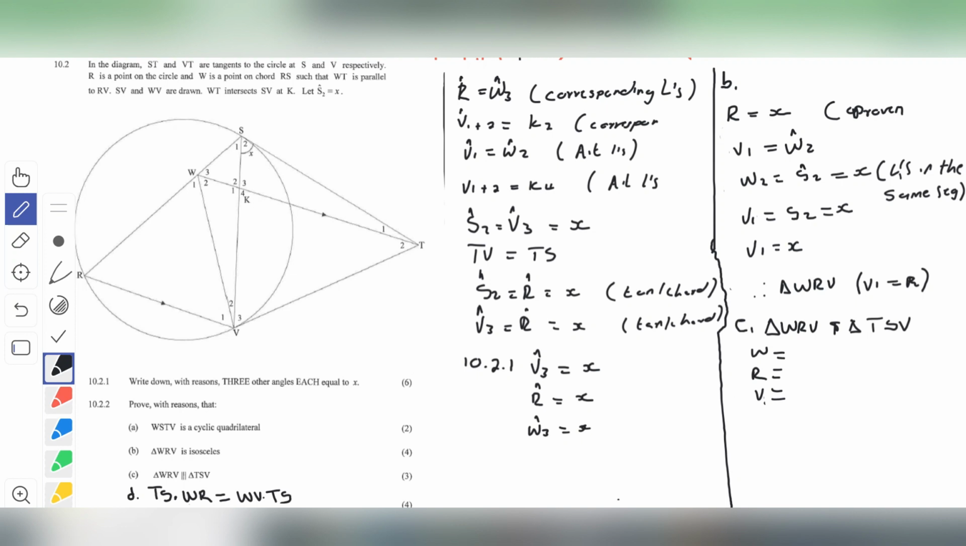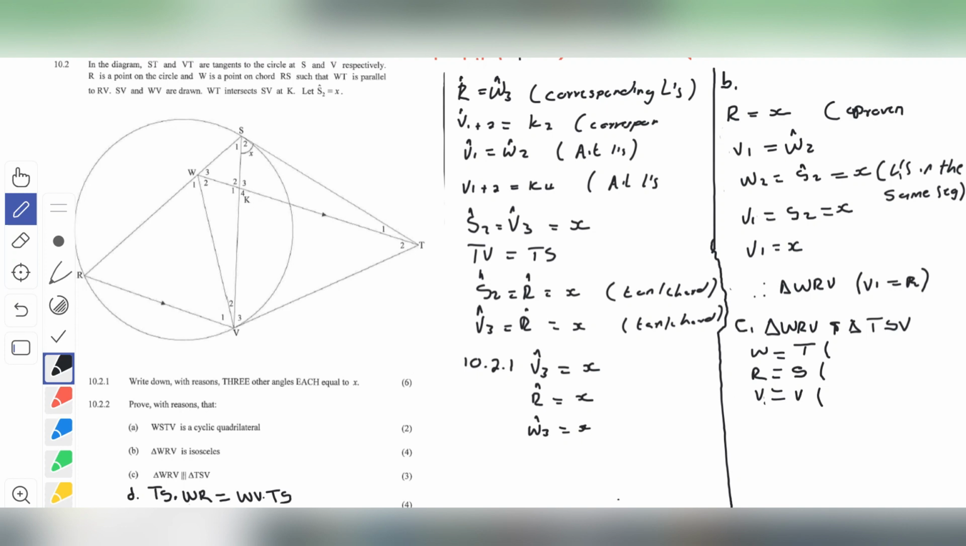Therefore, W is the first letter from the first triangle. The first letter from the second triangle is T. Therefore, we equate it with T. We'll write the reason out. R is the second letter here, then from the second triangle, what is the second letter there? It's S. Therefore, we write it here to correspond. The last one is V and V, right? Therefore, now we're only left with writing the reason.